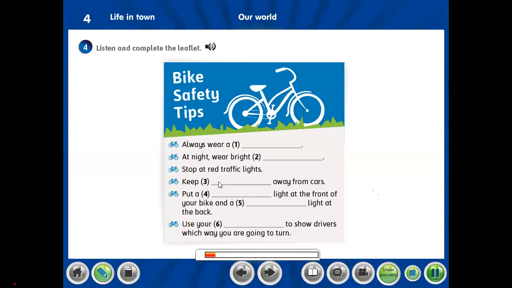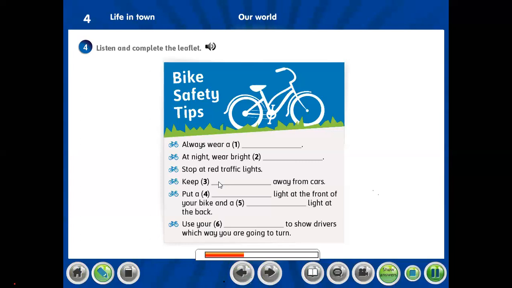Can I ask you some questions about bike safety? Okay. What would you like to know? Actually, our PE teacher gave us a leaflet about bike safety today, and I want to see what you know. Okay, then. I'm listening. Well, we all know that we must always wear a helmet.